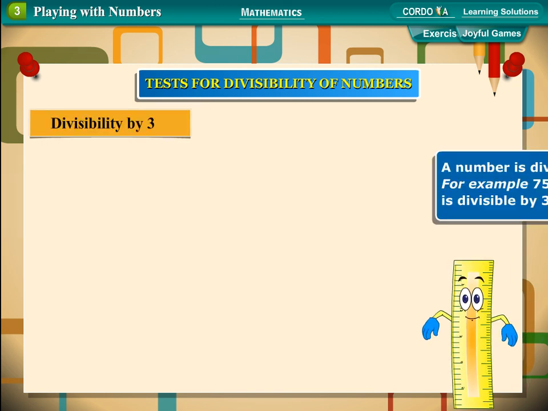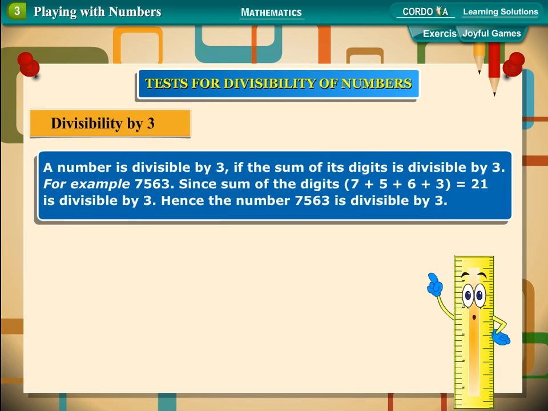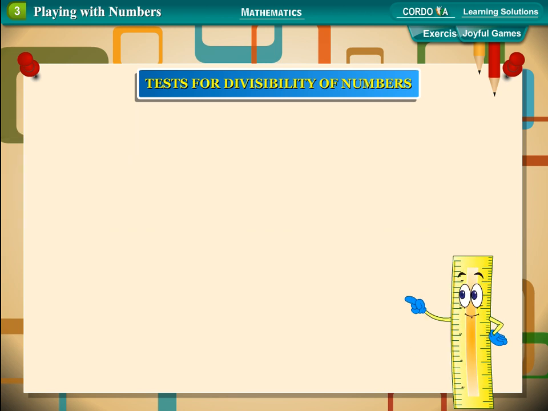Divisibility by 3. A number is divisible by 3 if the sum of its digits is divisible by 3. For example, 7563: the sum of the digits, 7 plus 5 plus 6 plus 3, is equal to 21, which is divisible by 3. Hence, the number 7563 is divisible by 3.